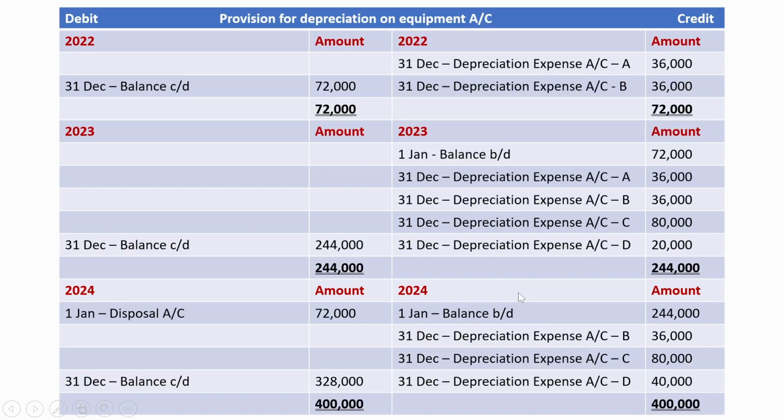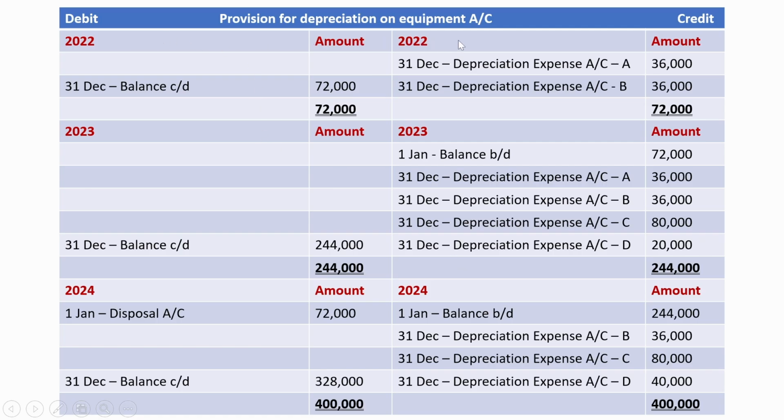So next we have the provision for depreciation on equipment account. This one is a bit more complicated than the previous one. The provision is usually harder, especially if you are told to use the reducing balance method. But this one is a bit easier because we are using the straight line method, where depreciation is just constant throughout. So let us start with the first year, 2022.